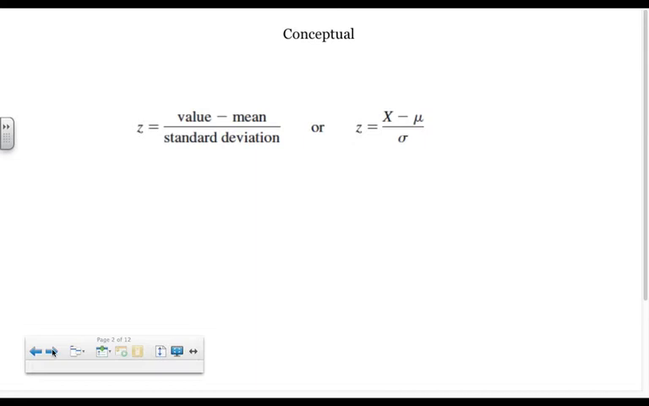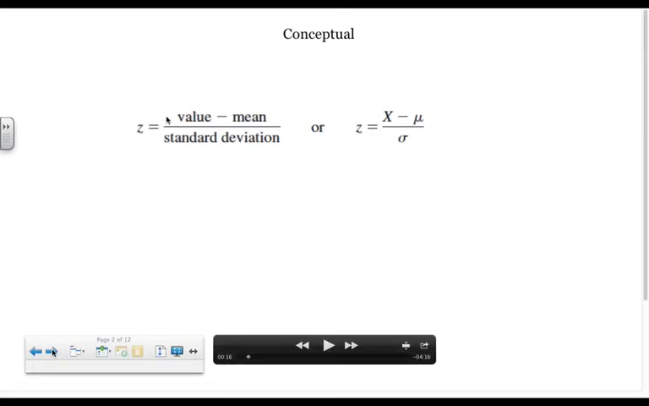So to find a z-score, we go the value minus the mean divided by the standard deviation. And then this is just another formula. So whatever value you have minus the mean over the standard deviation. There will be word problems. These numbers will be given to you, fairly easy to find. So let's continue on with the video.